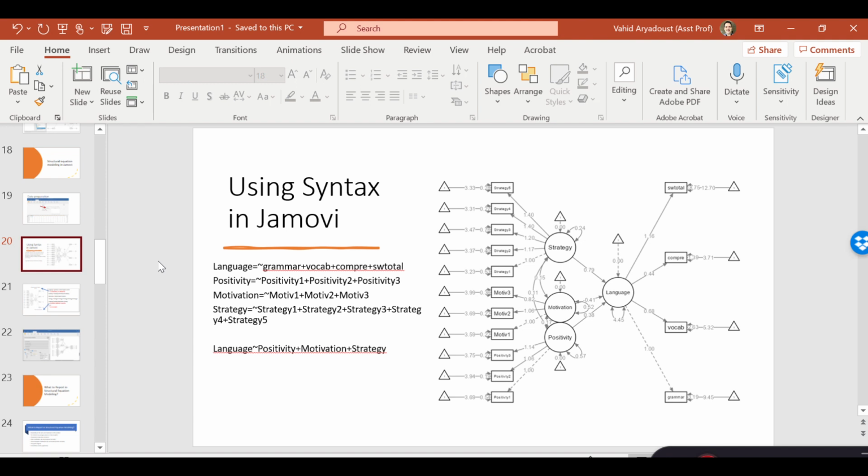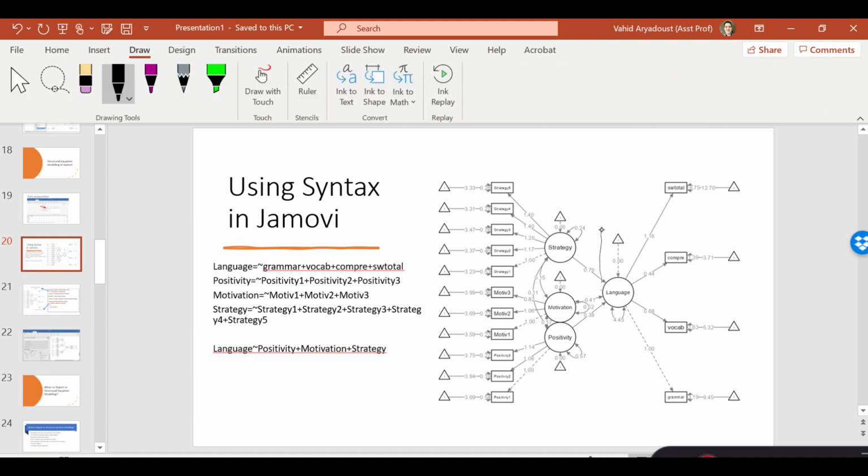One important consideration in syntax is basically the very simple language that's used in Jamovi, which is based on the language in the lavaan R package. If we want to represent this part of the model, which is language, I'm just going to draw a line around it so you can see it clearly. We already know that there are four variables that measure language. So this relationship is written down in this way: language equals tilde grammar plus vocabulary plus compre plus SW total. The whole thing is written down in this way.